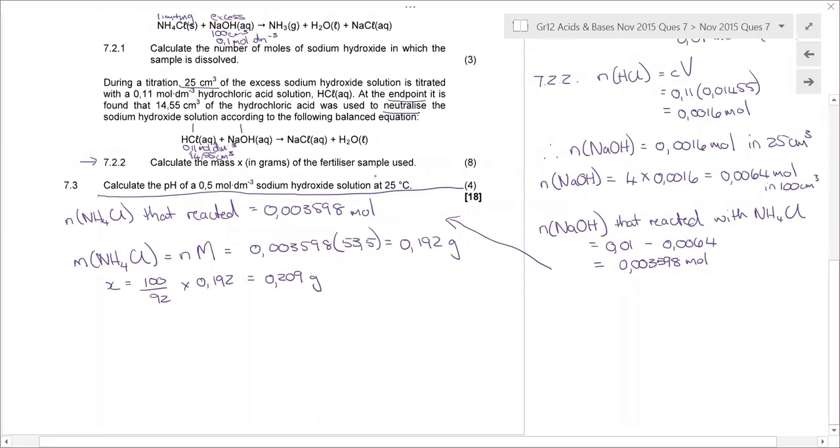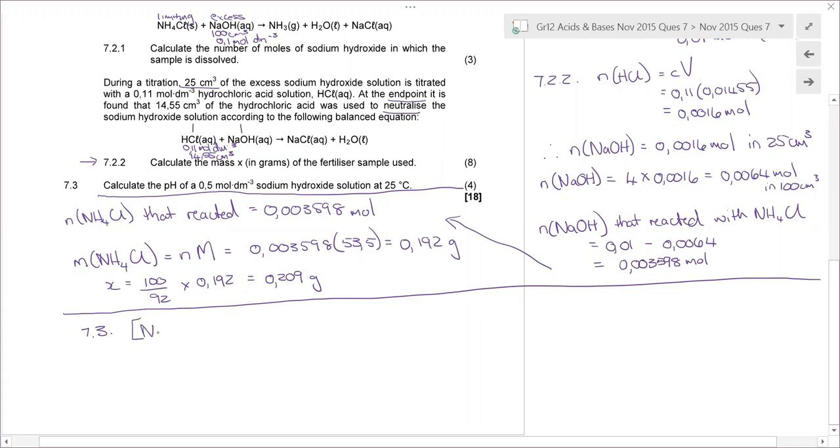Now 7.3, I'm going to answer it down here. 7.3, calculate the pH of a 0.5 mole per decimeter cubed sodium hydroxide solution. Sodium hydroxide, you guys should know by now, is a very strong base. It's a metal from group 1 with a hydroxide. So it's a sodium ion bonded to a hydroxide ion. It's an ionic substance. It's a base.